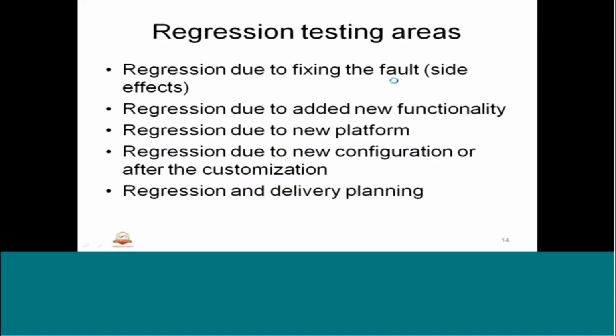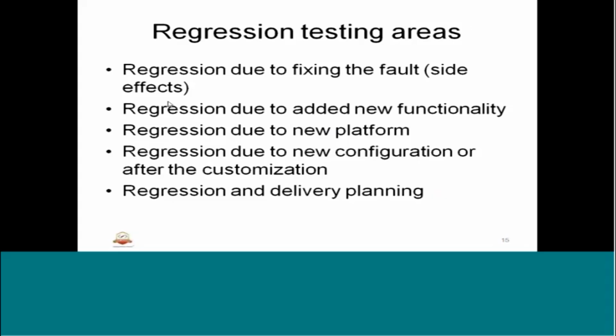So what are the areas where regression testing has to be done or taken care of? Regression is due to fixing the fault, side effects. We know that we have found a problem in terms of fault or error, and that is fixed, and we are going to do a regression test on the fixed part. So we need to check the side effects of the fixed part also. Okay, regression due to added new functionality.